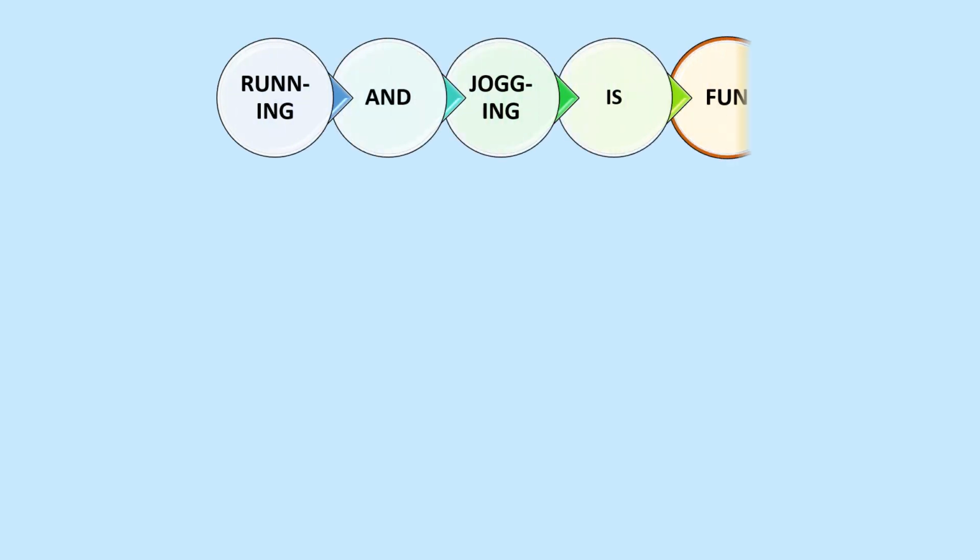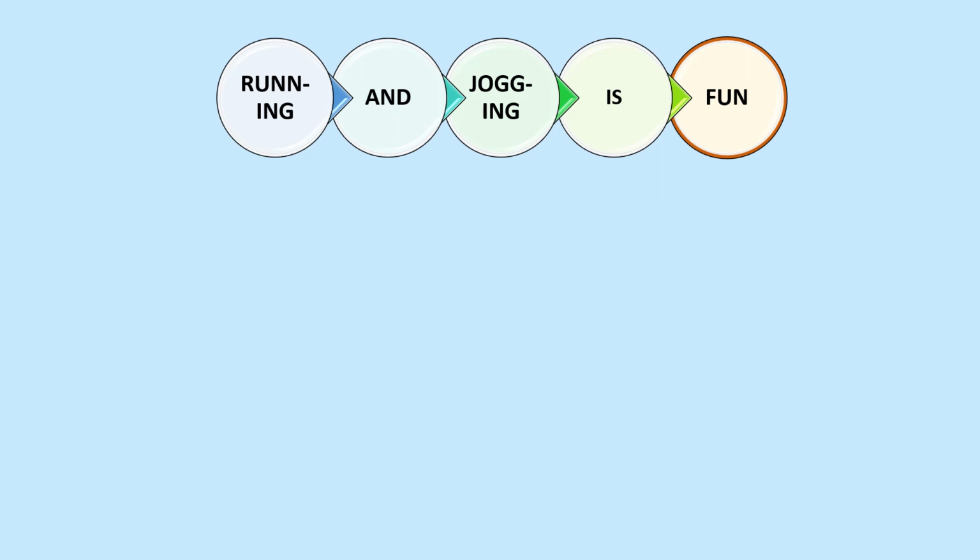Running and jogging is fun. Now, whenever I ask this question to any of the students, they say, Miss, running and jogging are the verbs. Yeah, running and jogging are actions. But in this sentence, is is the main or the finite verb. What is fun? Running and jogging. So now we have the names of two things that are fun. Naming words. So running and jogging actually are the names of the things that are fun in this sentence.